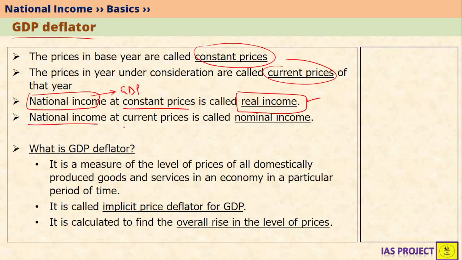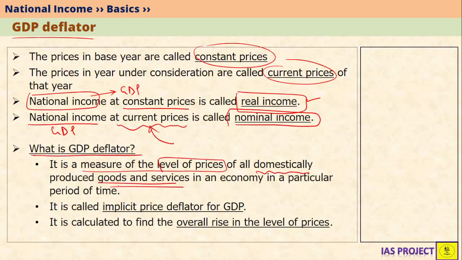So if the GDP is measured at constant prices, it is called as real GDP. If the national income is measured at current prices, it is called as nominal income. So if the national income is GDP, then the GDP is called as nominal GDP if it is measured at current prices. What is GDP deflator then? GDP deflator is simply a measure of level of prices of all domestically produced goods as well as services. So it measures the change in the level of prices of all domestically produced goods and services in an economy in a particular period of time. And that particular period of time is usually one financial year.